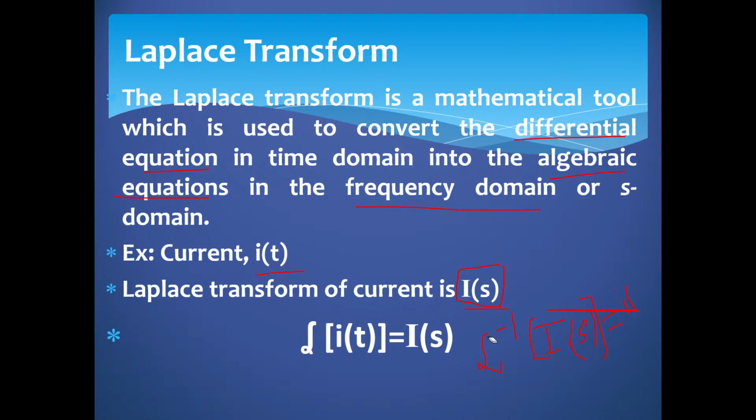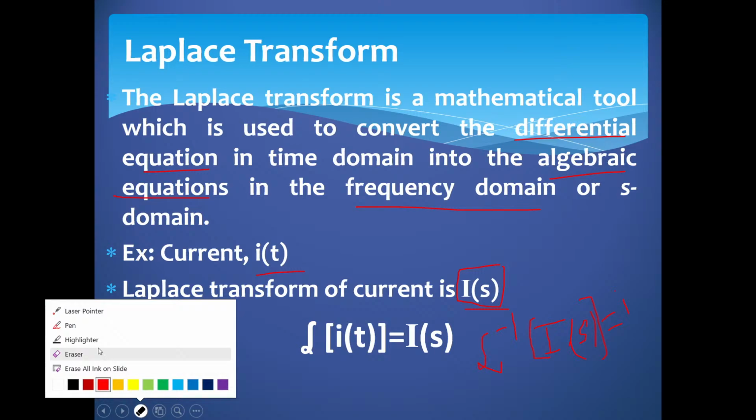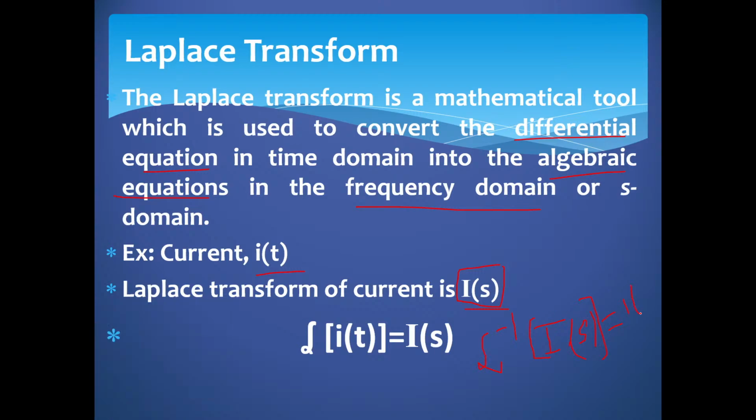One more thing, I don't know whether you people have observed or not. Time domain terms must be written in small letters. Frequency domain terms, meaning Laplace transformation terms, must be written in capital letters. If you observe, here i of t I have written in small letters, and the Laplace transform term I of s I have written in capital letters. The I becomes capital for Laplace, and i is small for time domain. So this is inverse Laplace: inverse Laplace of I of s, you will get i of t.